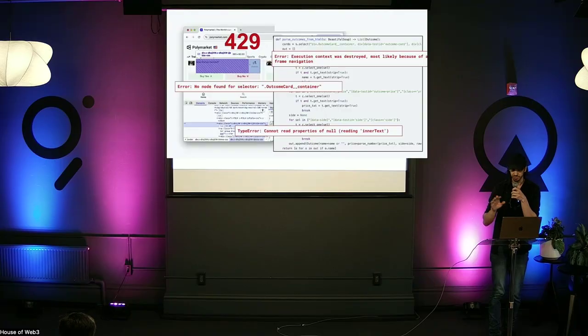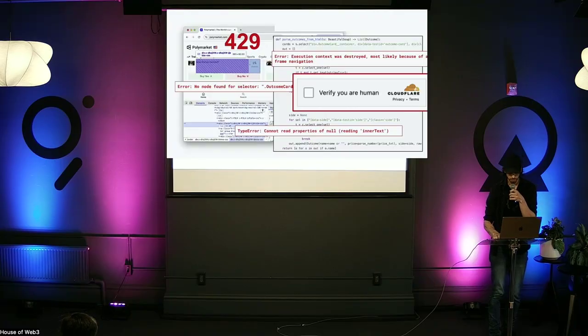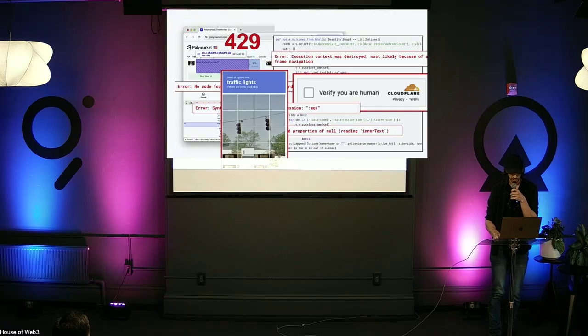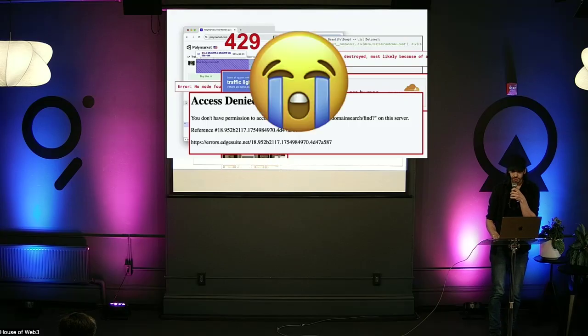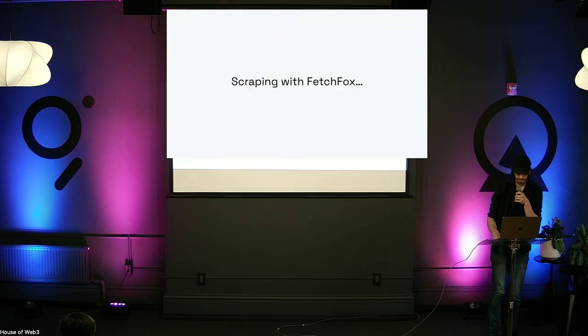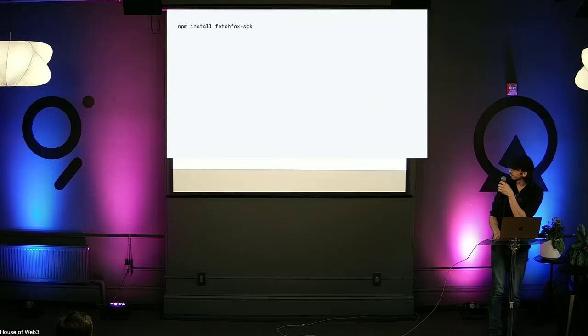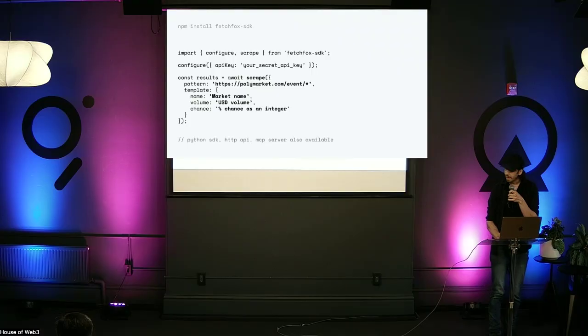Once it works, you deploy it at scale and you get throttled, block bots, Cloudflare, all this stuff. Terrible. It's really bad. So I've run a lot of web scrapers. I run through this all the time, and it's very sad, which is why I made FetchFox. So with FetchFox, now it's much better. You do npm install FetchFox SDK, and you write this code, which basically says scrape Polymarket, scrape all the events in Polymarket, and get out the name, volume, and the % chance it'll happen.